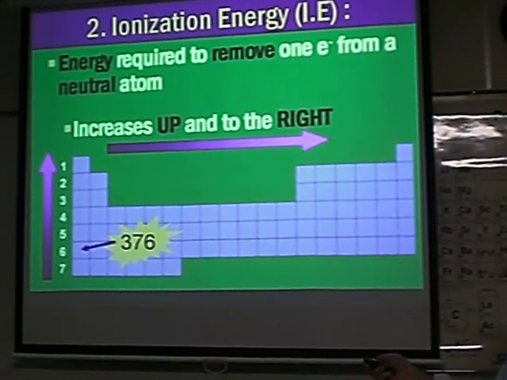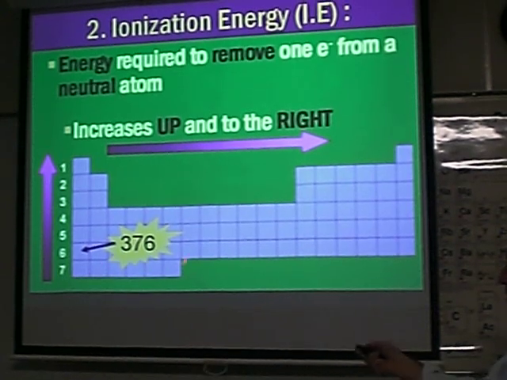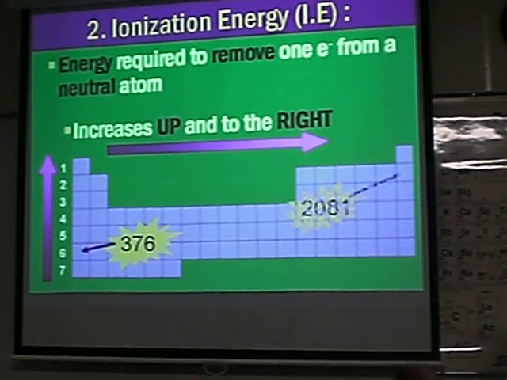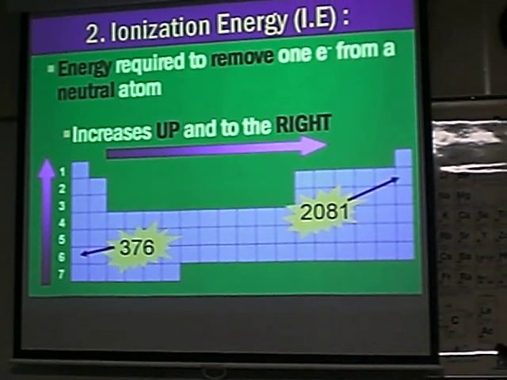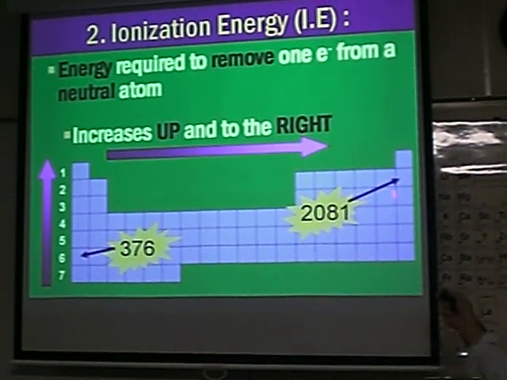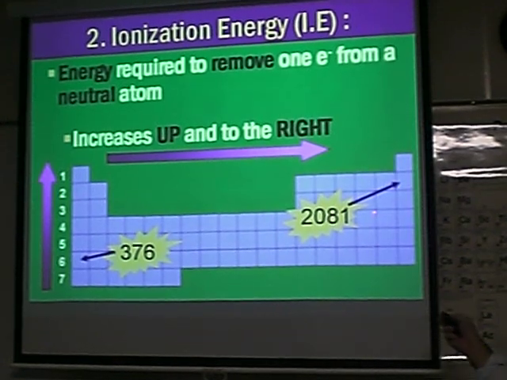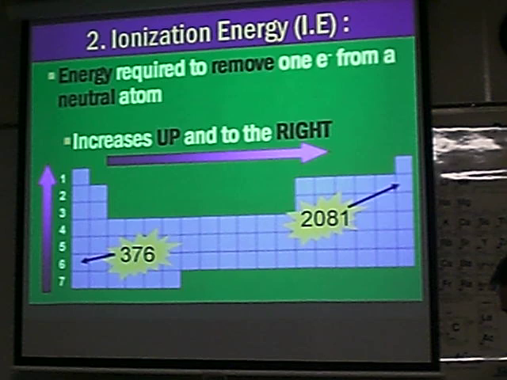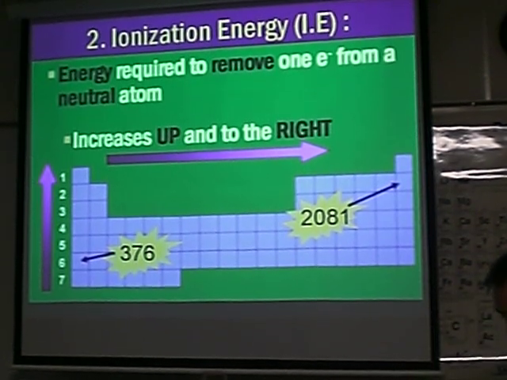So the ionization energy is going to be low down here, about 376 kilocalories per mole for atoms down here. And then if you move to the upper right-hand corner, about 2,081 kilocalories per mole. So ionization energies increase as you move from lower left to upper right. That's the trend. Then we talked about electron affinity.